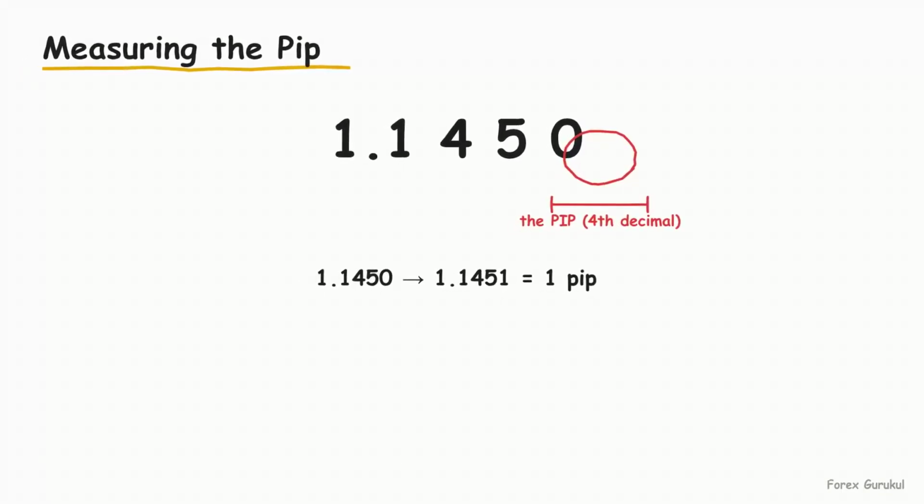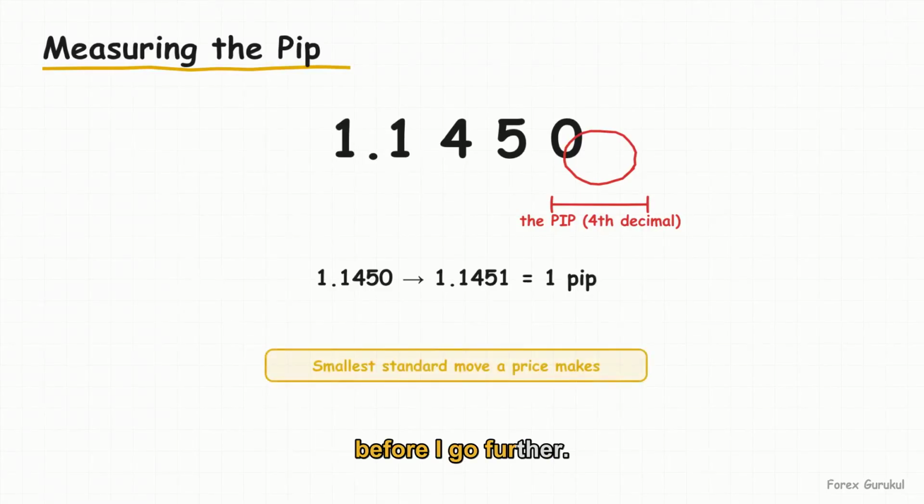Here is your turn. Pause this video right now. Pull up your own broker's EUR/USD quote and count the difference between the bid and the ask in pips before I go further. Got a number? Good. Now the real question, does that number ever change?